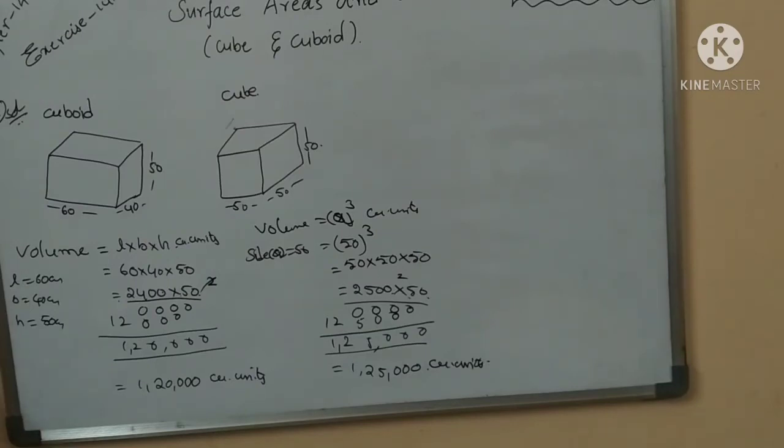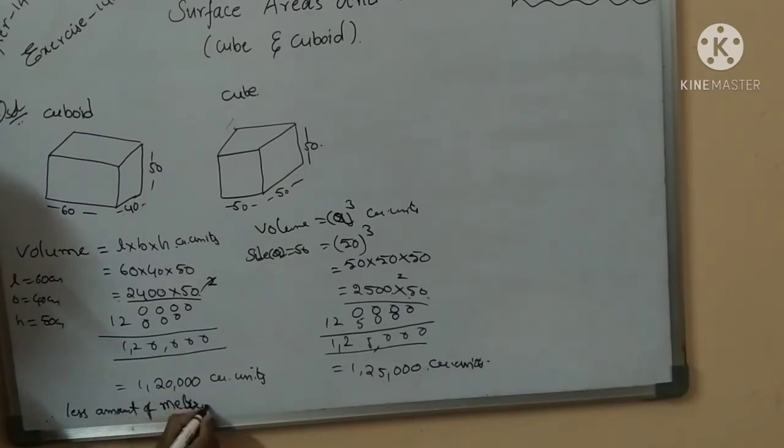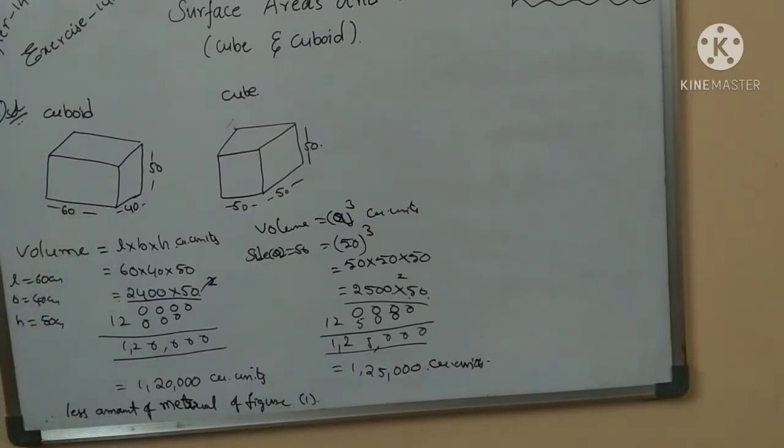Here it asks which box requires the less amount of material to make. So write: less amount of material of figure first. Figure 1, that is only the cuboid box, requires less amount of material. Understand this one? Okay.